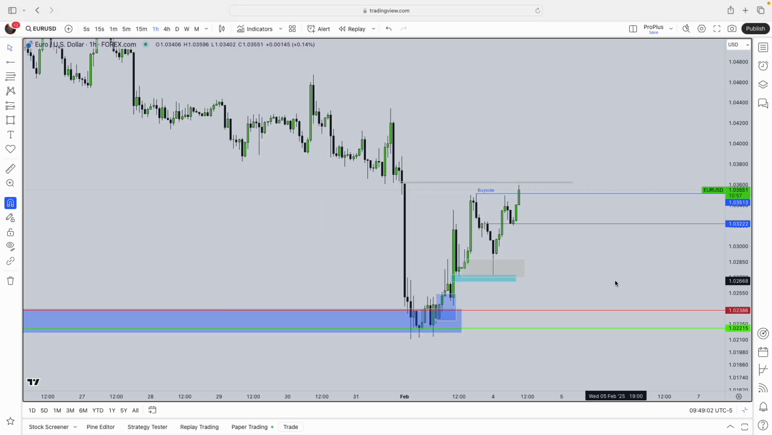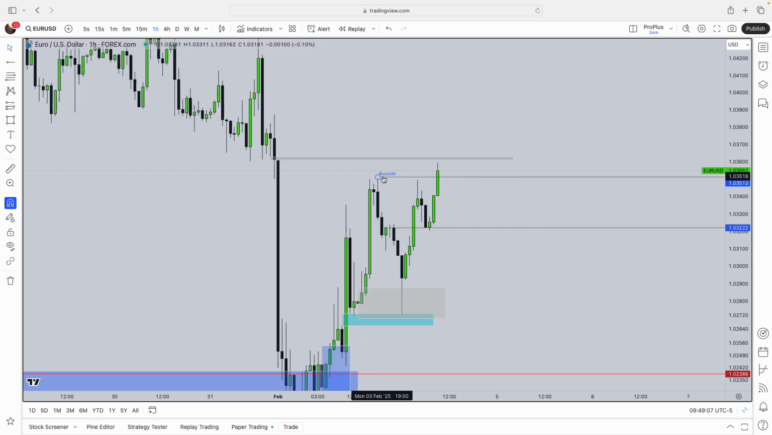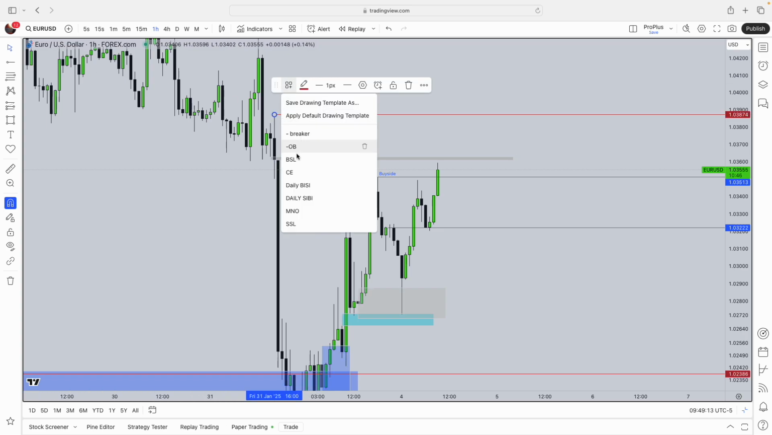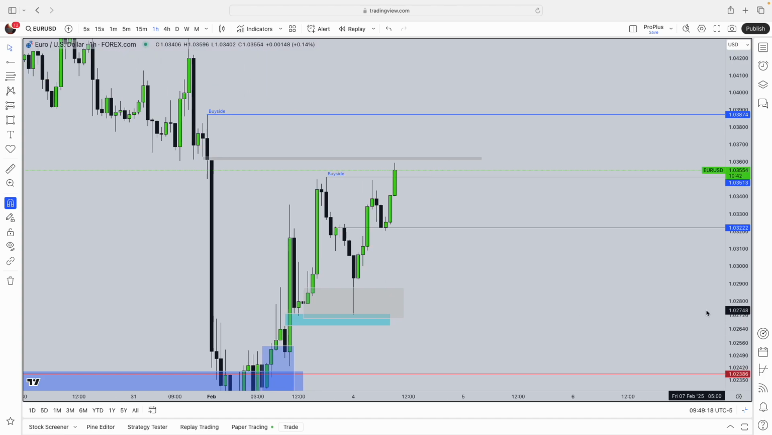Okay, so update. First draw on liquidity has been reached. So here, this buy side. Next draw would be this little SIBI here, and then this buy side here. There is news coming out in 10 minutes, the JOLTS job openings.